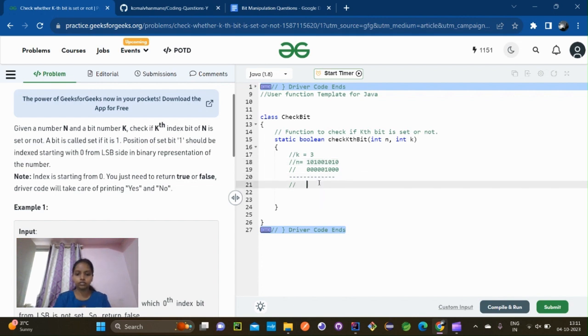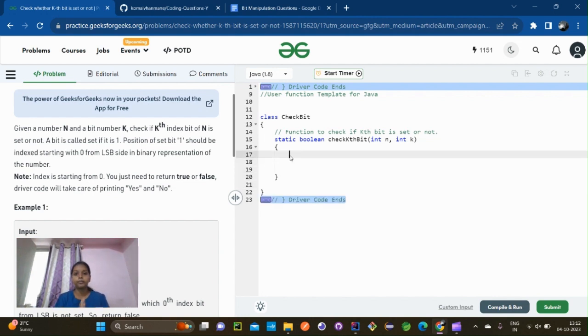If it is 0, then we'll get 0. So if this is 0, then we'll get the answer as 0. If this is 1, then we'll get the answer as non-zero, whatever the number may be, we don't care about that number. We only check if it is 0. That means at the kth position, it is not a set bit. And if it is non-zero, then at the kth position there is a 1.